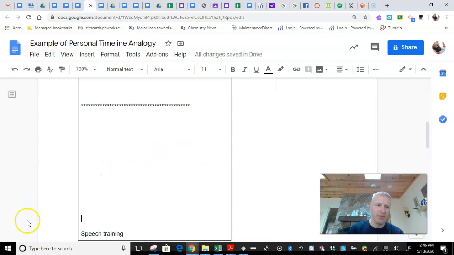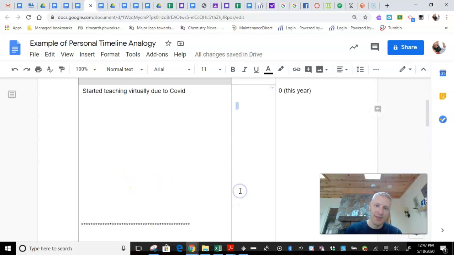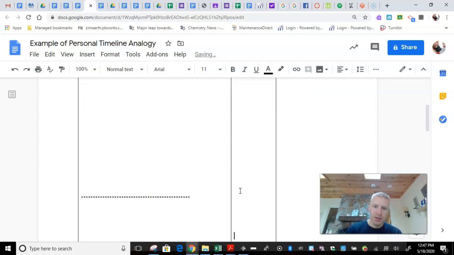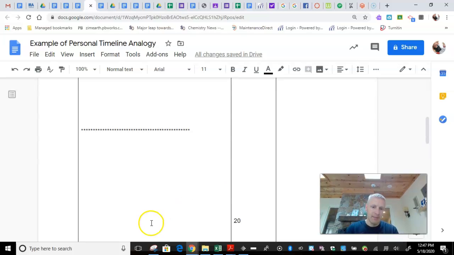Here, let me pause this and do the math. After thinking about the math, I was 12 in the May of 6th grade. So we'll just say 12. So 32 minus 12 is 20. Holy cow! 6th grade was 20 years ago. All right, so we'll go right here. We'll just say 20 years BP, and right here was 6th grade.